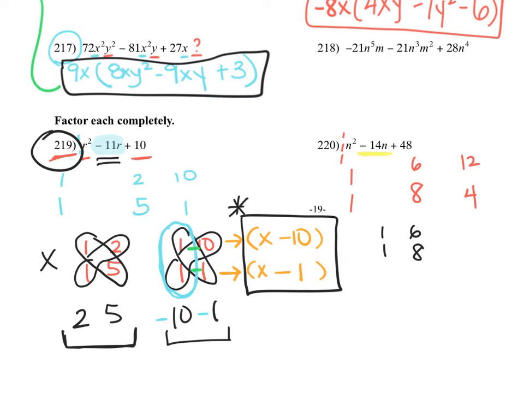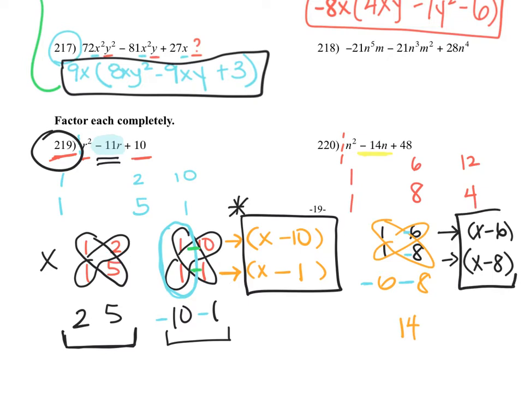If I cross multiply, I get 6. If I cross multiply, I get 8. And yes, the combo will give me 14, but I want to make sure that they are negative. So how would I get a negative? Well, if I change this to a negative, I change my number in the second column as a negative, now I can actually write out my 2 factors, or my polynomial, x minus 6 and x minus 8, and this would be my answer for number 220.